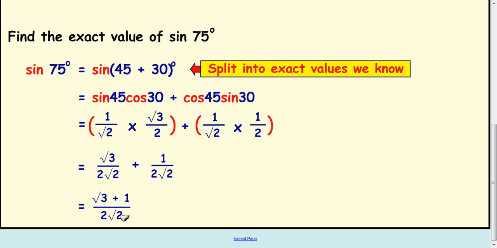Be careful in exams though, they usually like you to rationalise the denominator. So in this case you would multiply top and bottom by root 2 to rationalise the denominator.